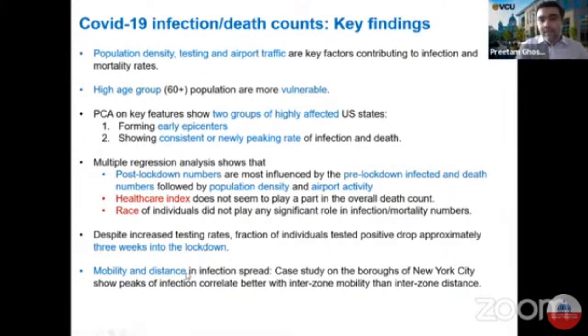Okay, another important takeaway: mobility versus distance. So we actually looked into traffic traces inside New York City, and that told us that what is more important is not how close two zones are to each other in terms of geographical distance. What is more important is how many trips are made between the zones. Okay, that's a more important predictor than how close they are geographically.